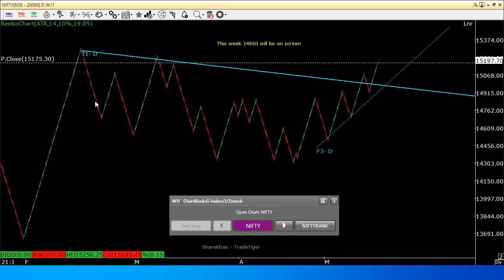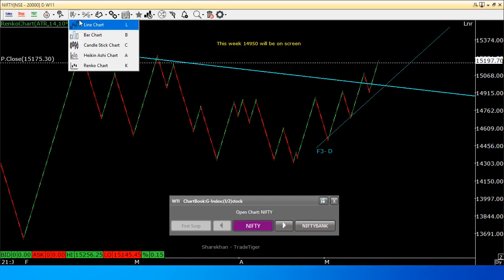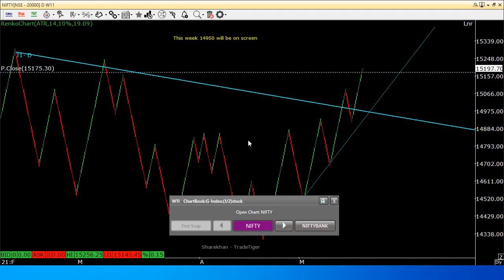This chart is in the pattern of what we call a Renko chart. This is how it looks. We'll have the analysis for the 25th of May, that is tomorrow, a Tuesday, the second day of the week. So what is the Nifty going to do?